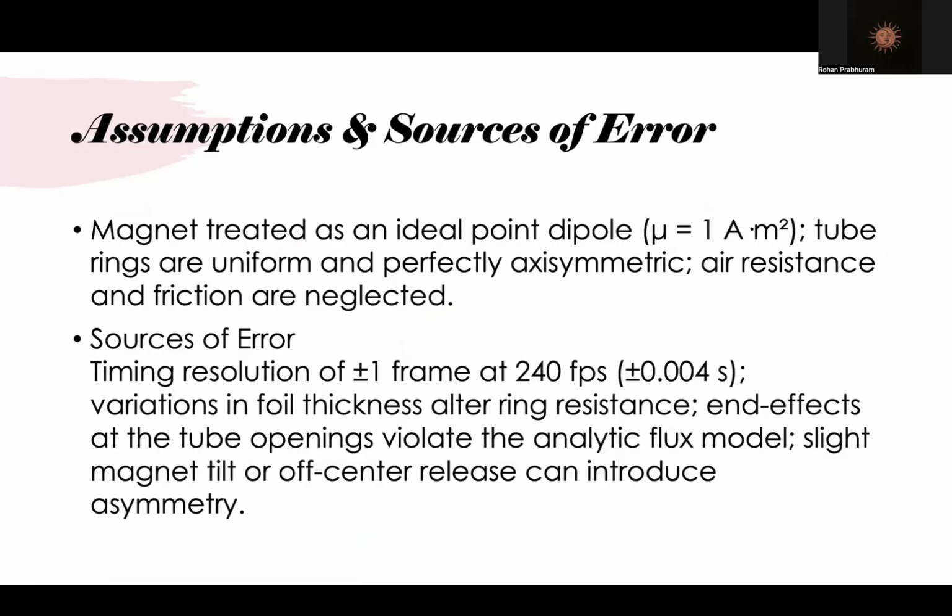Now, some assumptions. We've made several simplifying assumptions: that the magnet is an ideal point dipole, the foil rings are uniform and axisymmetric, and we neglect air resistance and friction. Major sources of error include timing resolution, which is plus or minus 1 frame at 240 frames per second, variations in foil thickness that alter ring resistance, edge effects at the tube ends that break axis symmetry, and possible magnet tilt or off-center drops.